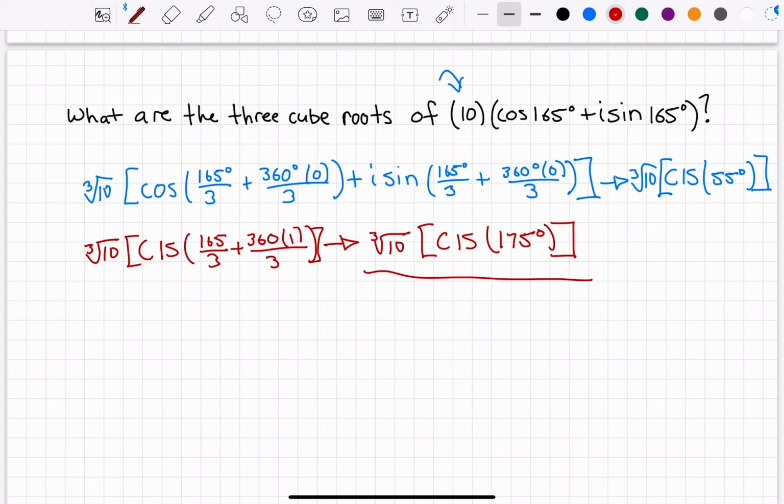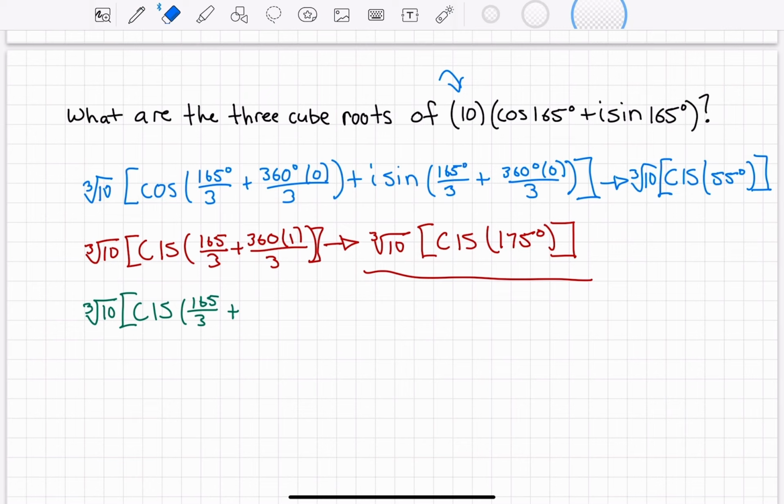All right. So for our third root, we're going to do the exact same thing again, but we're going to plug in 2 for k. And so that's going to start out with our cube root of 10 again, and then CIS 165 over 3 plus, let's see, oops, didn't mean to get the eraser, 360 times 2 over 3.